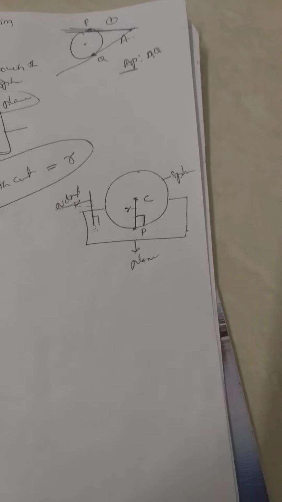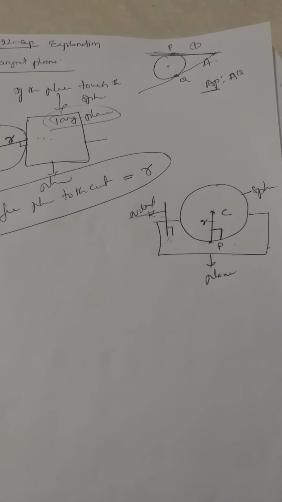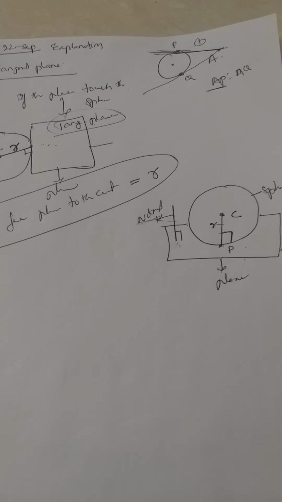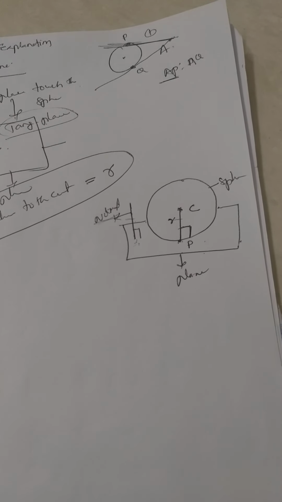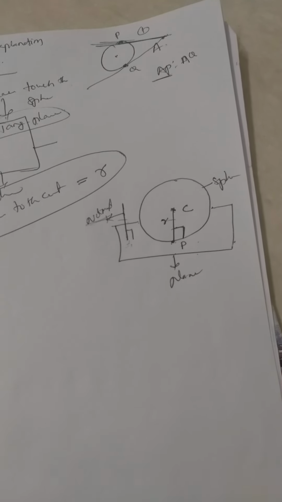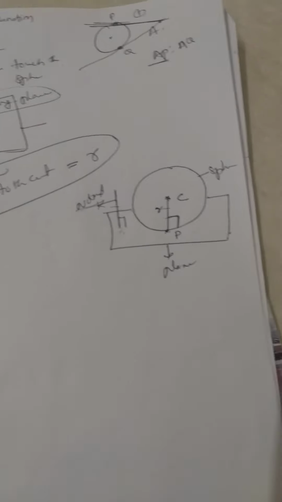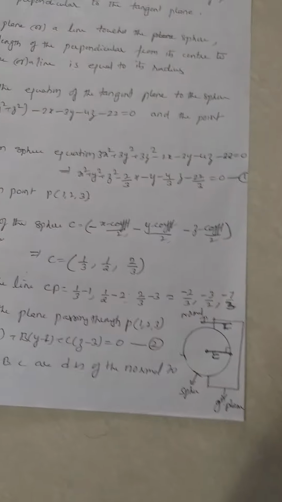Now, what is the condition of a tangent plane? When do you say that a plane is said to be a tangent plane? If the perpendicular distance from the center of the sphere to the plane is equal to the radius, then that plane is called a tangent plane. Otherwise, it is not a tangent plane. Right? Now, next problem: find the equation of a tangent plane to a given sphere. Here I am explaining this problem.